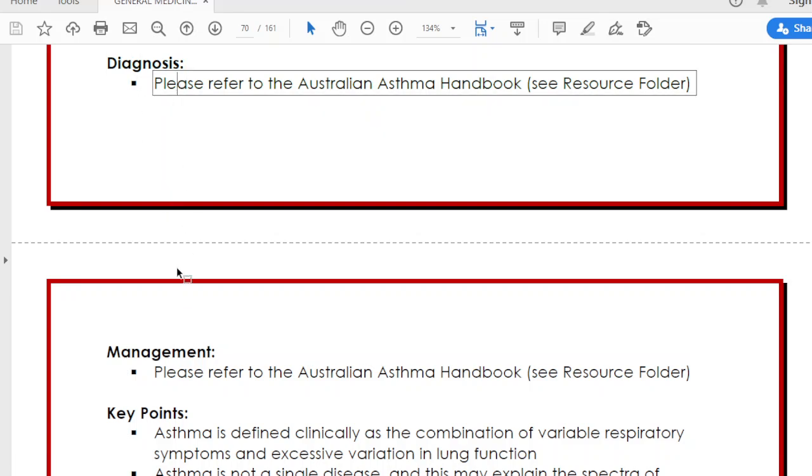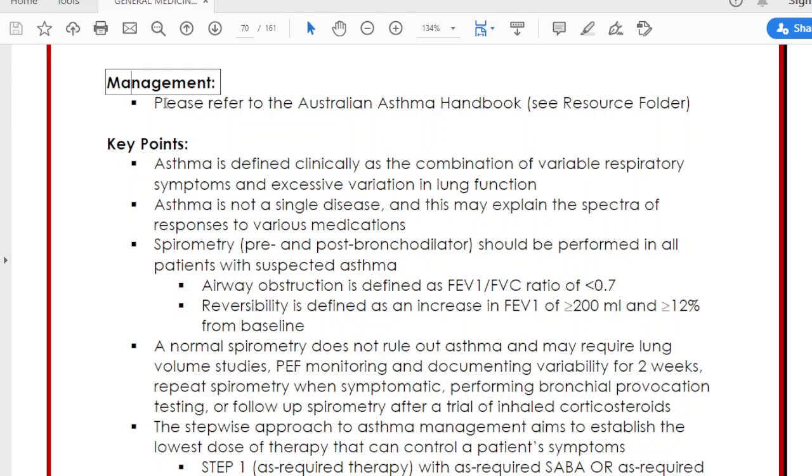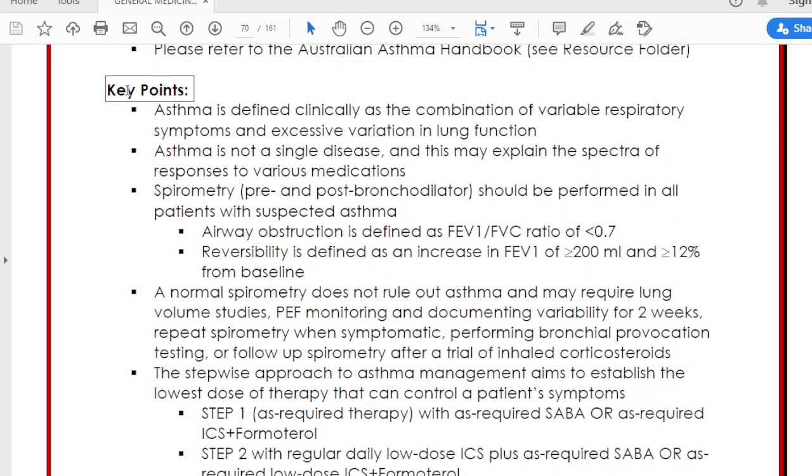Diagnosis. Please refer to the Australian Asthma Handbook, see resource folder. Management. Please refer to the Australian Asthma Handbook, see resource folder. Key points. Asthma is defined clinically as the combination of variable respiratory symptoms and excessive variation in lung function. Asthma is not a single disease, and this may explain the spectrum of responses to various medications.